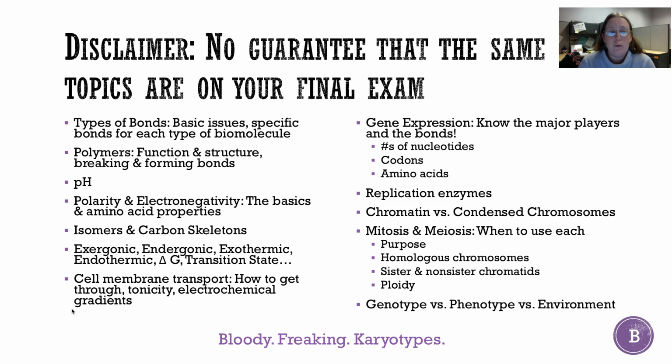The replication fork and all of its associated enzymes is simply a lot of information, so occasionally students will mix things up. Not a problem there, we can review that. Chromatin versus condensed chromosomes is an essential portion of reviewing and understanding mitosis and meiosis at each particular step.